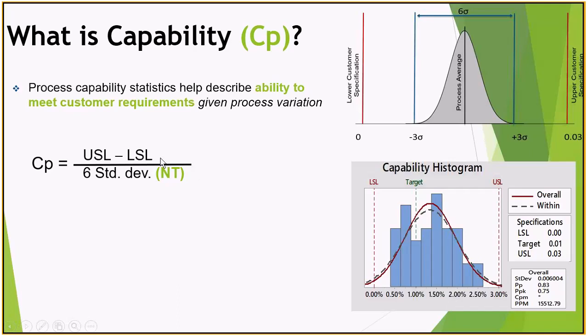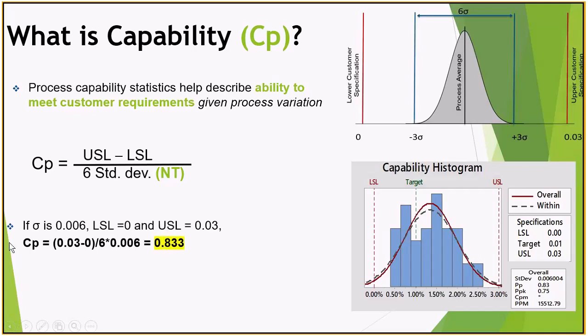This is also called NT, natural tolerance. And this is your upper specification limit, this is your lower specification limit. I put 0 and 0.03 just for this particular example. The standard deviation is 0.006, and these are the values of PP which I have just taken from Minitab. In this case, the formula for the CP, because I'm comparing with the customer specification, is the difference between the lower and the upper specification limit, which is the distance from here to here. So this is USL minus LSL divided by my process natural tolerance, which is nothing but the 6 sigma.